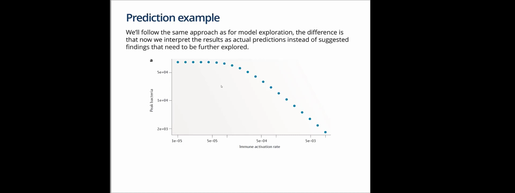So this exact figure could be interpreted as either exploration or prediction. And that will very much depend on how much you trust your model as a good representation of the real system and you are confident that you can use it to make predictions. But the steps to go through it to get there are basically the same.